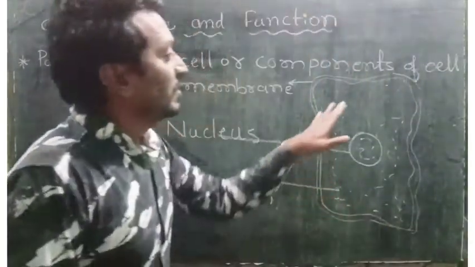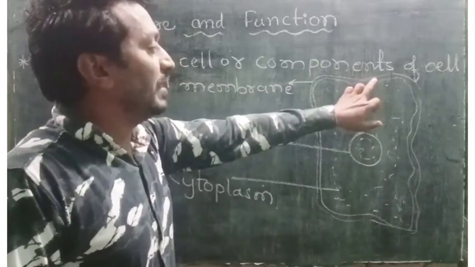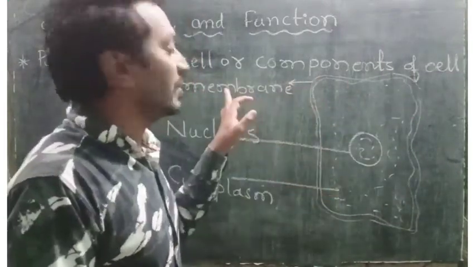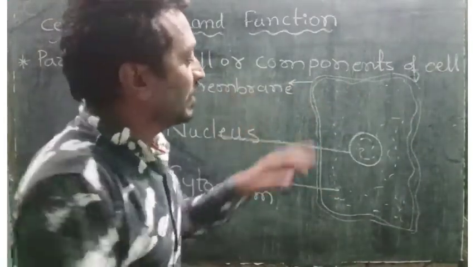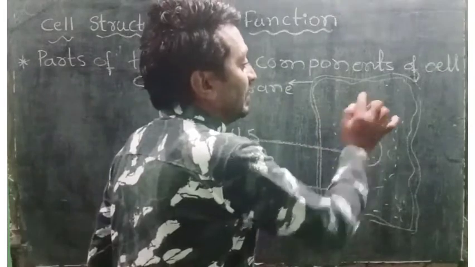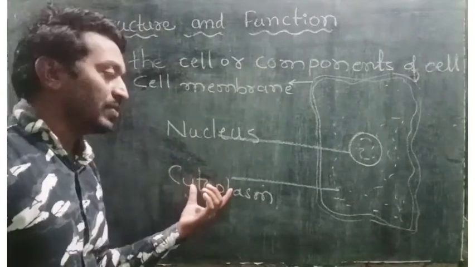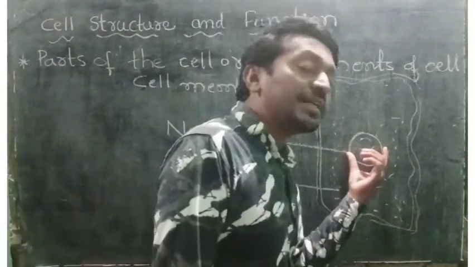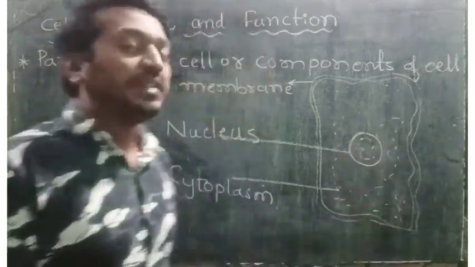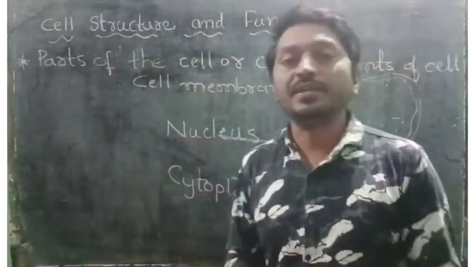Here in the rough diagram I have drawn the cell. First, this is the outer covering layer. It's a thick layer. It is called what? Cell membrane. Then inside the cell there is a liquid or fluid-like structure, that is called cytoplasm. And at the center of the cell there is a spherical-shaped structure, that is called the nucleus. Now let's study one by one.